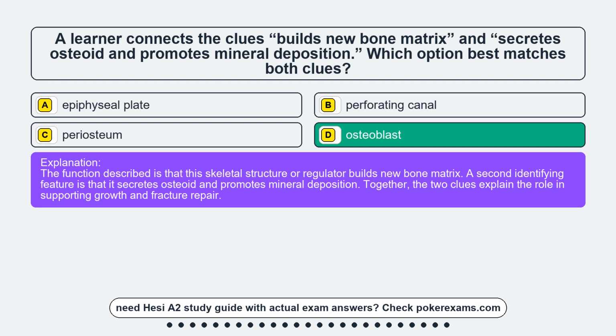The function described is that this skeletal structure or regulator builds new bone matrix. A second identifying feature is that it secretes osteoid and promotes mineral deposition. Together, the two clues explain the role in supporting growth and fracture repair.